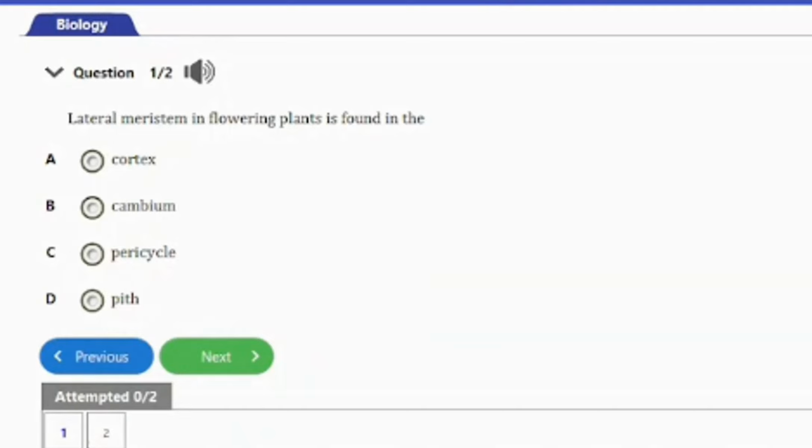It says, lateral meristem in flowering plants is found in the A. cortex, B. cambium, C. pericycle, D. pith. So guys, the answer to this question is option A, and that's the cortex. So the lateral meristem in flowering plants is actually found in the cortex. So let's go ahead and consider the next question.